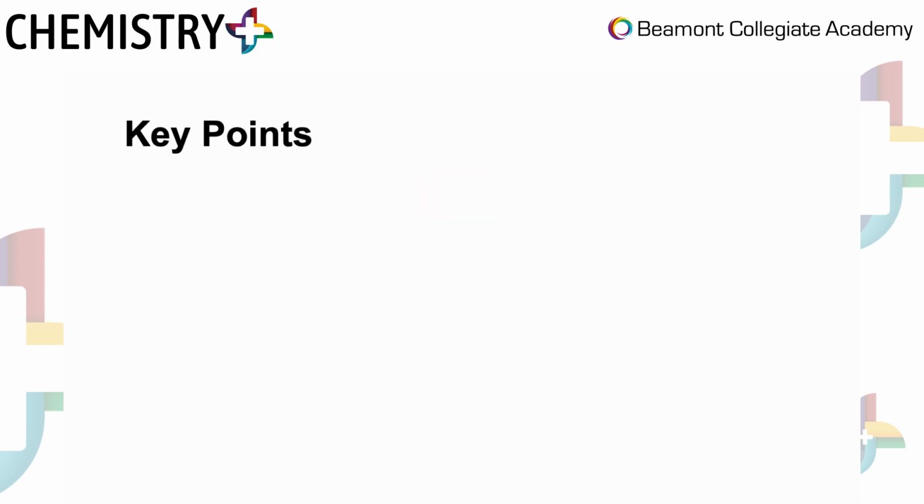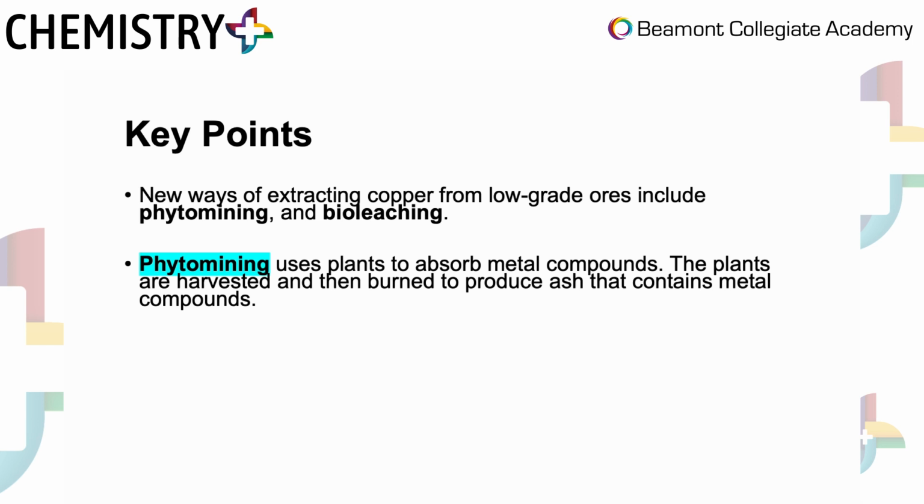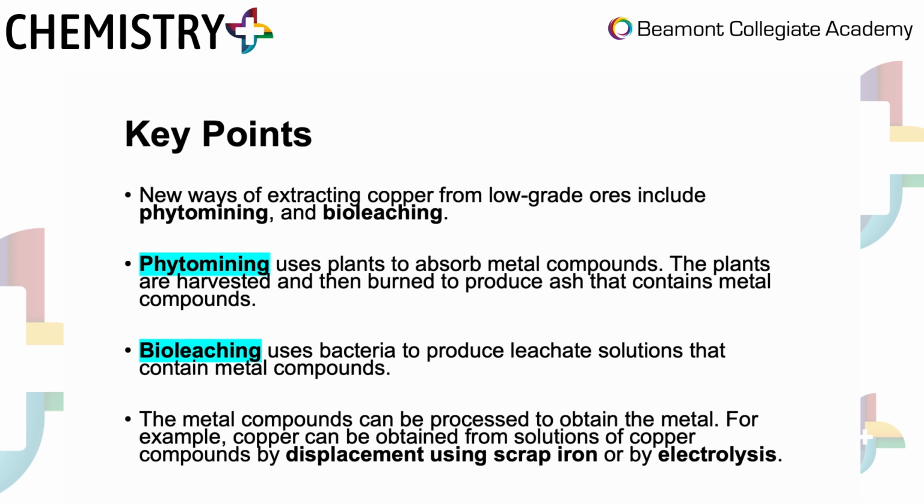Key points. New ways of extracting copper from low-grade ores include phytomining and bioleaching. Phytomining uses plants to absorb metal compounds. The plants are harvested and then burned to produce ash that contains metal compounds. Bioleaching uses bacteria to produce leachate solutions that contain metal compounds. The metal compounds can be processed to obtain the metal. For example, copper can be obtained from solutions of copper compounds by displacement using scrap iron or by electrolysis.